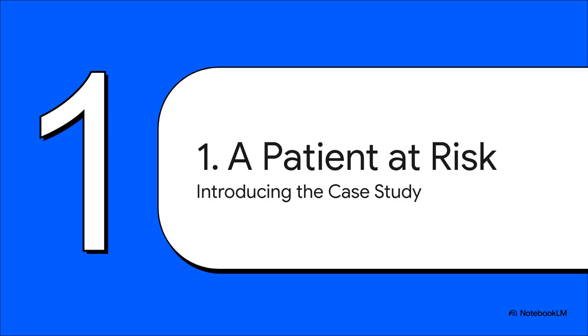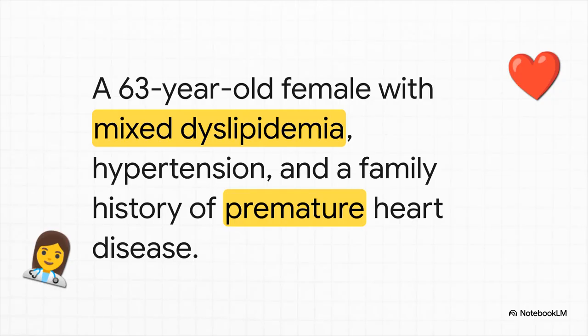All right, Section 1. Let's meet our patient. Putting a face to the problem really helps make all this information stick. So this is ML. She's 63, has mixed dyslipidemia, hypertension, and a family history of early heart disease. Now her profile is, well, it's classic. This is the kind of patient you're going to see all the time in clinicals, and for sure this is the kind of scenario the NCLEX loves to test you on.